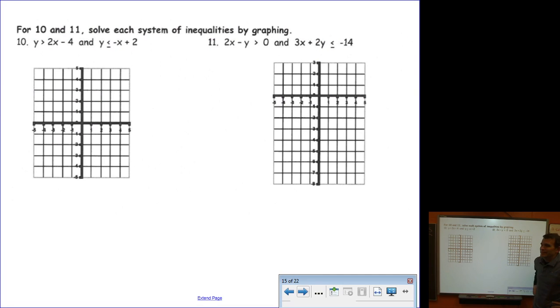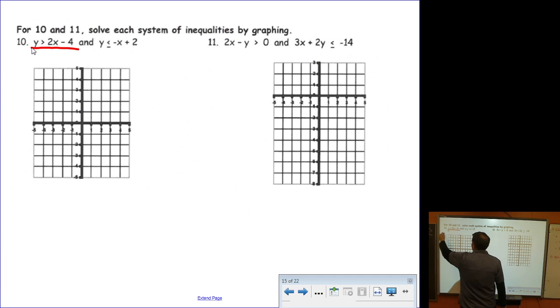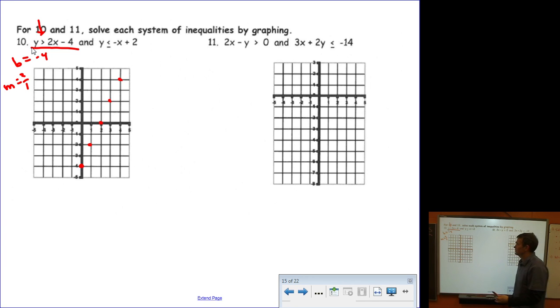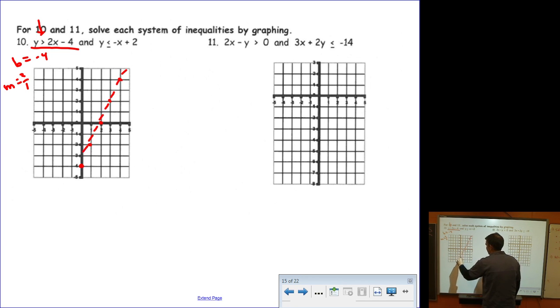All right, this brings us to the inequalities. So this one is already in slope-intercept form. It's got a y-intercept of negative 4, and it's got a slope of up 2, right 1. So I'm going to go up 2, right 1, up 2, right 1. Because of this symbol right here, there's no or equal to, so it's a dashed line. And if I put 0 in, I'd have 0 is greater than negative 4, which is true. So I'm going to go ahead and shade the side 0, 0 is on.